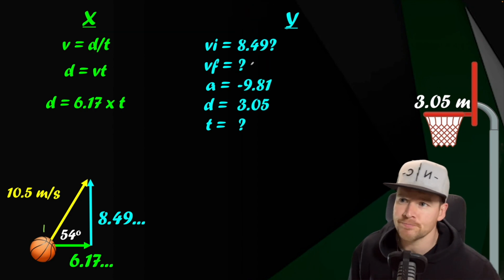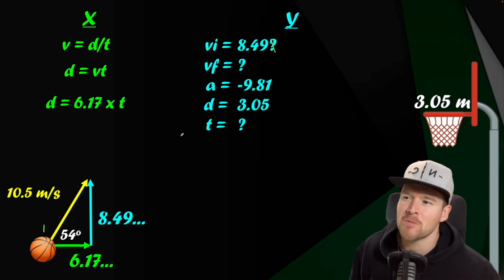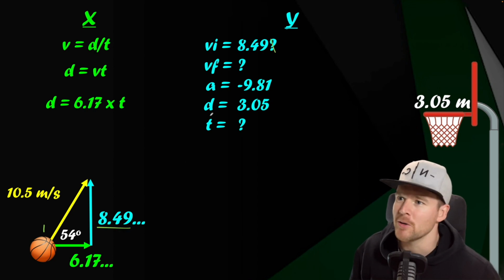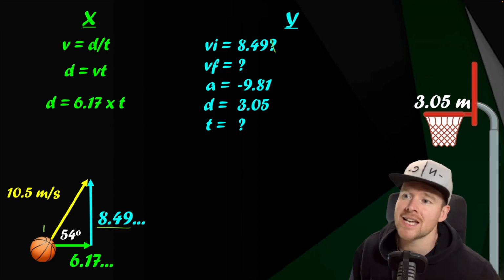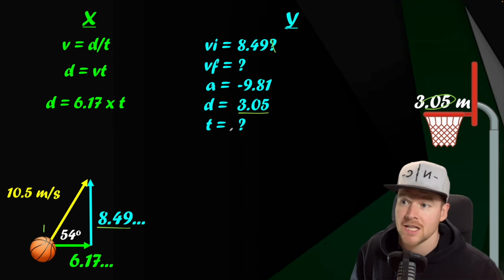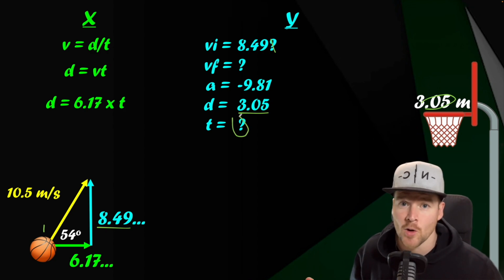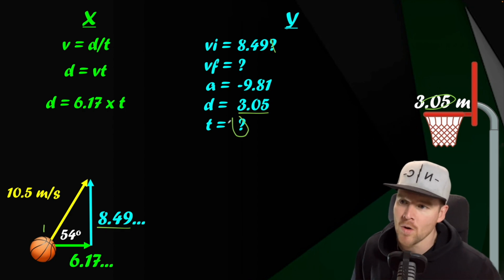Let's see what we know. We know the velocity, well, it's not a question mark anymore, is 8.49, as we found this component. VF, we don't know how fast it's going when it goes in the hoop because it's at a higher point. So we know it's not the same as 8.49, probably a bit slower. Acceleration of gravity is always going to be 9.81, so we know that. And the displacement, it's going to end up 3.05 meters above where it started. Last variable, time, we still don't know that. That's the whole reason that we're over here. So I want to figure out time.